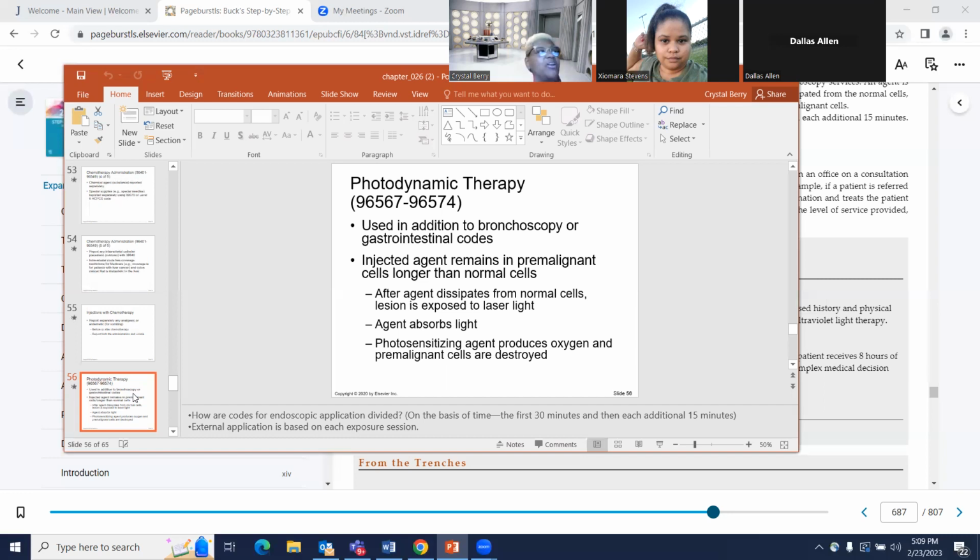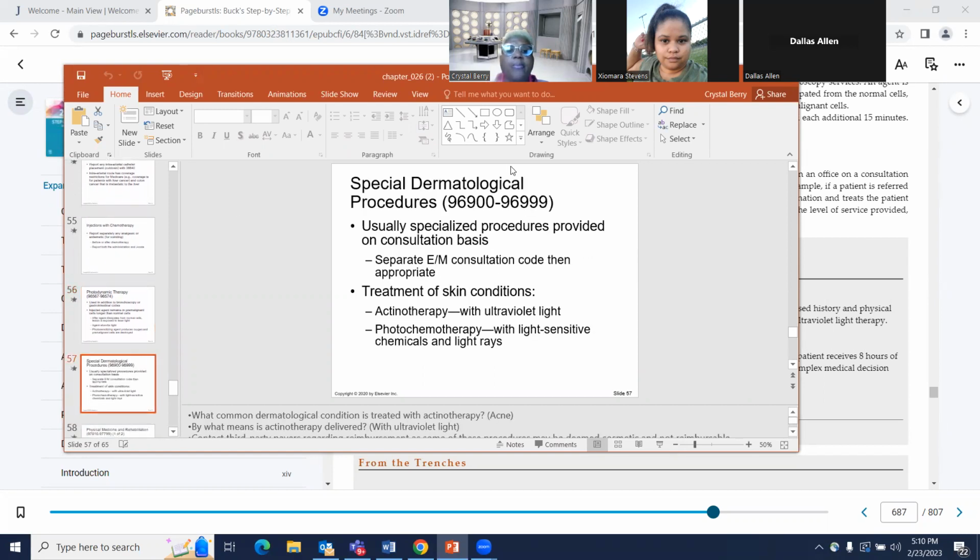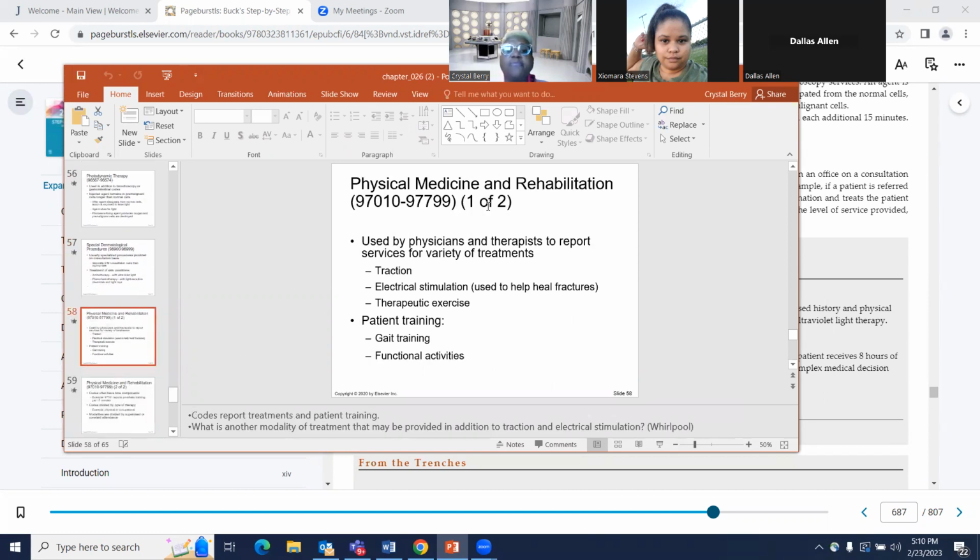So tomorrow I'm going to put some more questions on. I'm not going to give the answers, but I'm going to give you some questions that are going to be on your exam. So if you know those questions, look for those answers. You had a few in there in your PowerPoint slides, like we're in right here, photodynamic therapy. Then if you go on to special dermatological procedures, so it's giving you physician medicine and rehabilitation.